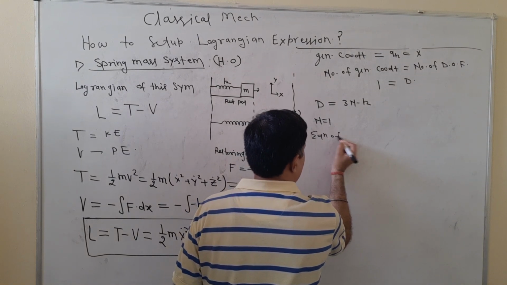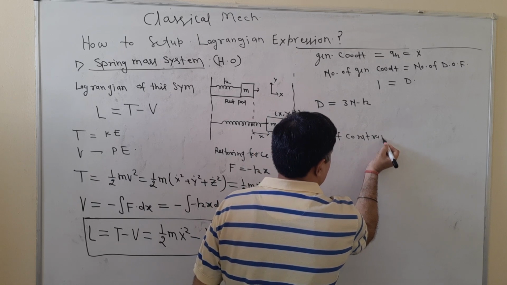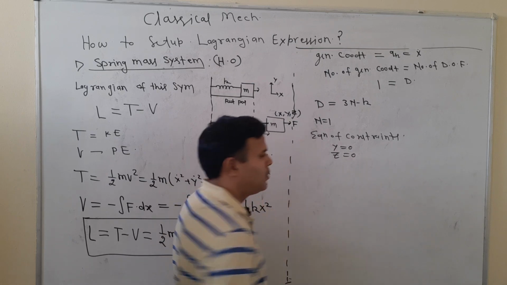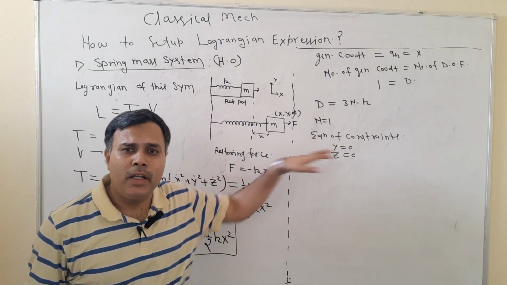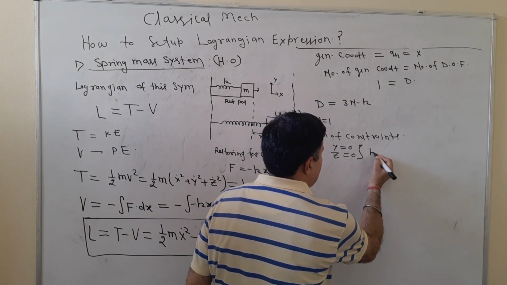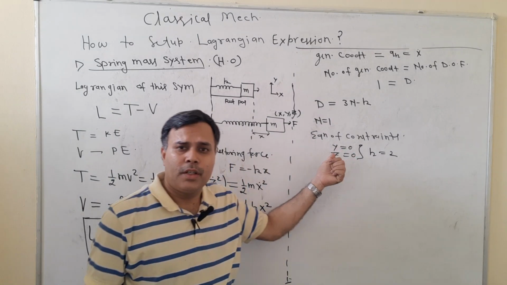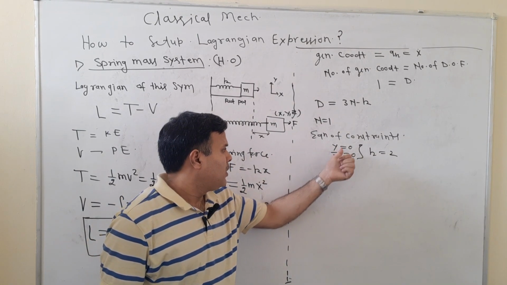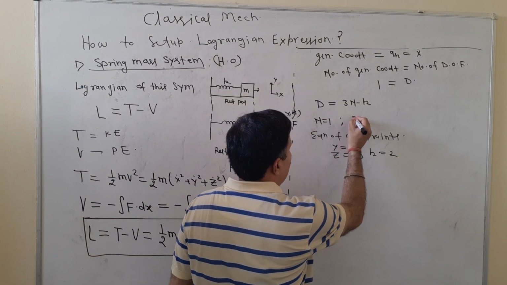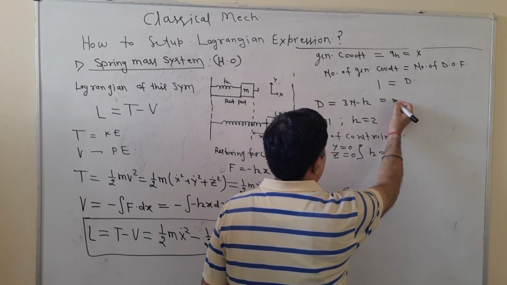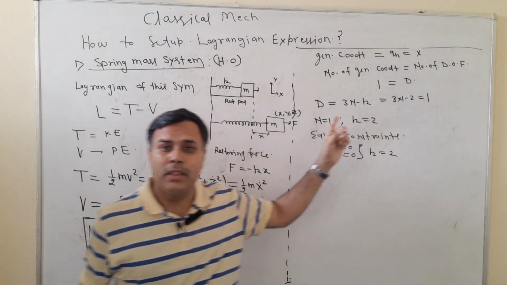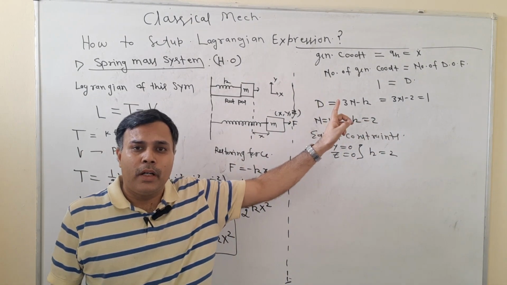So the equations of constraints in this system are simply y equal to 0 and z equal to 0, because motion is along only one dimension, along the x direction. So k equal to 2. The number of equations of constraints in this system is 1, 2. So the value of k is 2. So n is 1 and k is 2. So simply 3n minus k is 3 into 1 minus 2, which is 1. So the degree of freedom in this system is 1 and the number of generalized coordinates is 1.